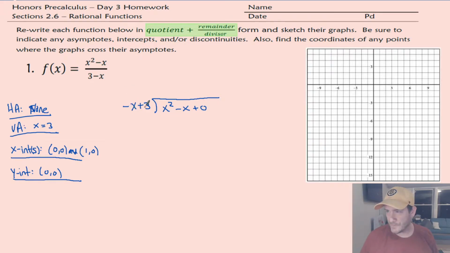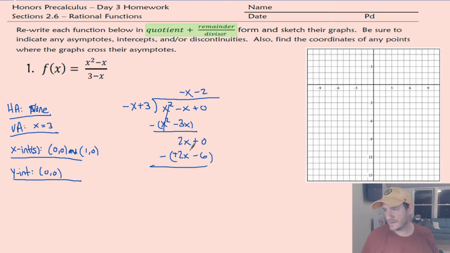When we divide, we're going to get negative x. So when we multiply through, we get positive x squared minus 3x. And then we're subtracting. So when I subtract those, they cancel. Remember here you're going to have negative x minus negative, so that becomes negative x plus 3x. That's giving me a 2x. Then I drop the 0. So negative x goes into 2x negative 2 times. So that gives me positive 2x minus 6. Subtract, cancel, get 6. So there's 6 as our remainder.